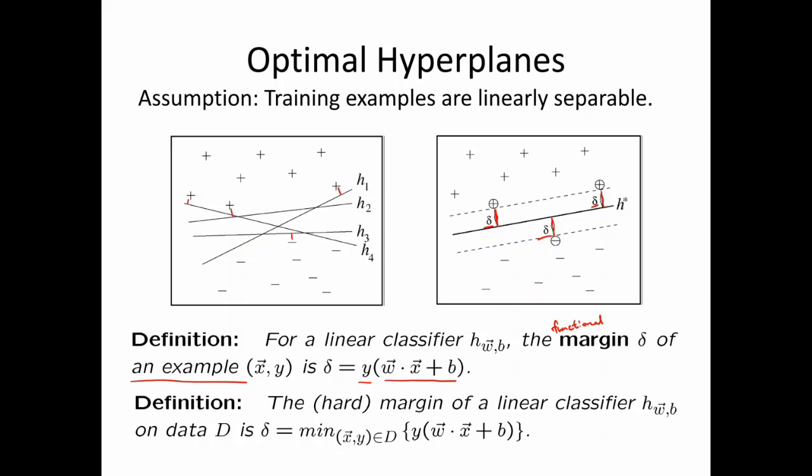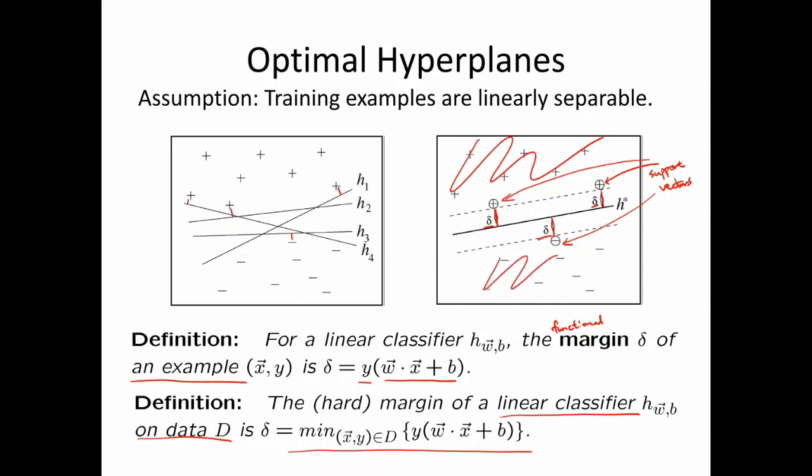And once you define the functional margin of an example, then we can define the margin of a classifier on some data as the minimum of these. And you may notice that the hyperplane is defined only by the nearest vectors, and these are called support vectors because they support the hyperplane, and that's where the name support vector machines come from. And none of these really matter.